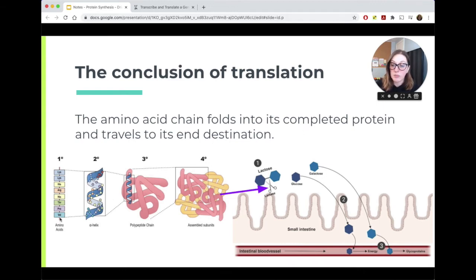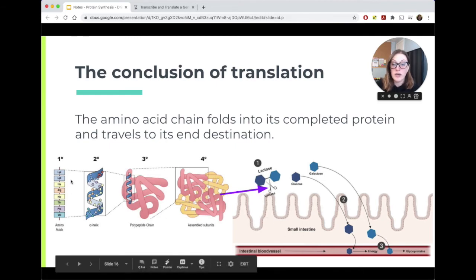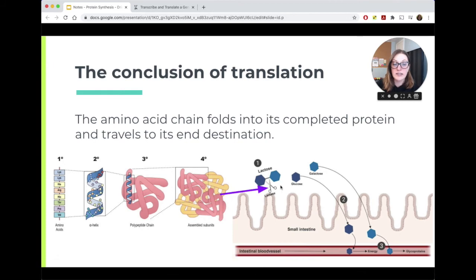So here's our completed sequence of amino acids. Through a complex series of chemical attractions and bonds, they will form this 3-dimensional shape, which then forms our final protein. And in the example we talked about earlier, we were talking about making lactase. So in the cells of your small intestine, they would be doing this process of creating lactase, which then gets released out of the cells into the space in the digestive system, which then breaks down lactose.